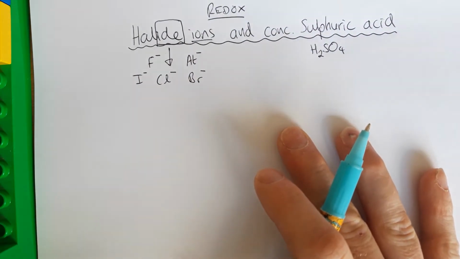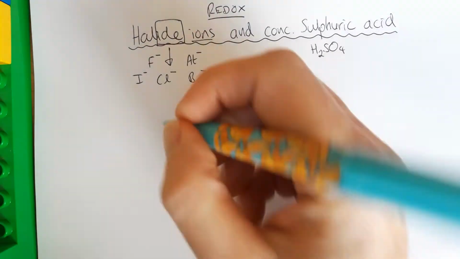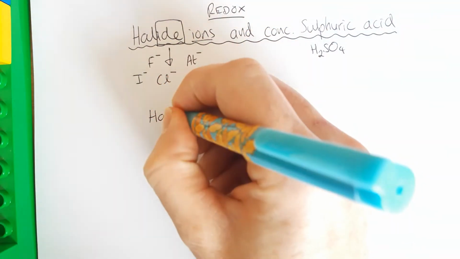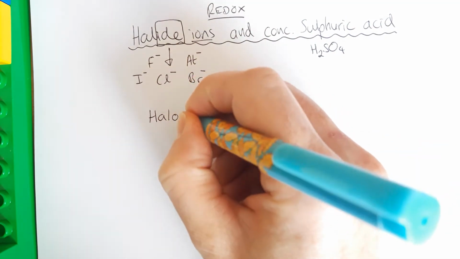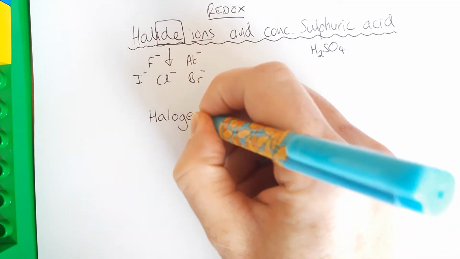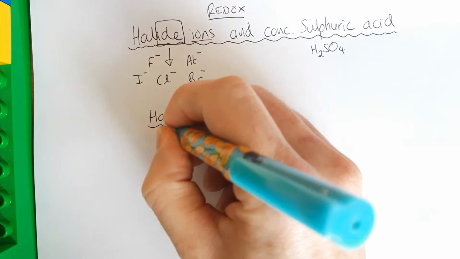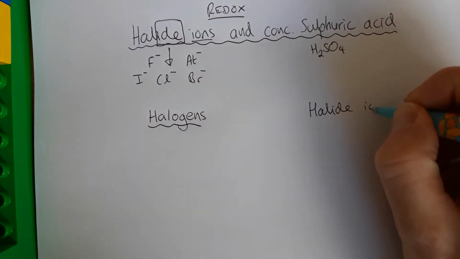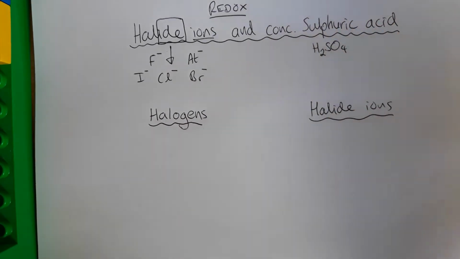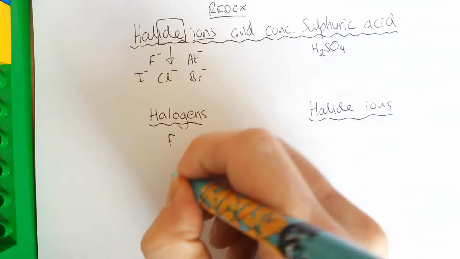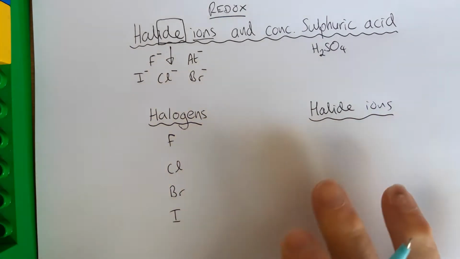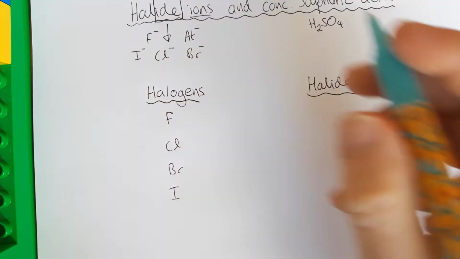So what I'm going to start off with then is just some general knowledge, which you should have learned in previous work. I'm going to start off with the halogens, and then I'm going to look at the halide ions. So the halogens are F, Cl, Br, I, and I could put astatine down, but I'm not too bothered about that.